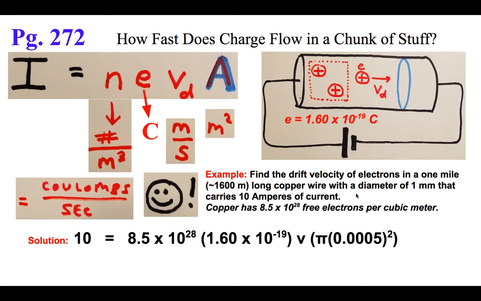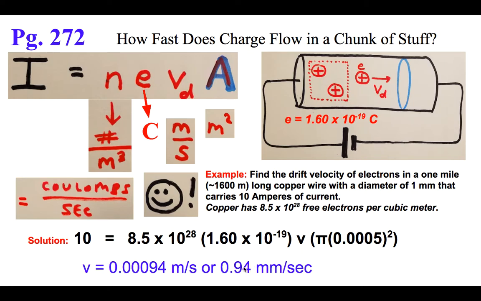Surprisingly, when you solve for it, even though this is quite a bit of current, 10 amps, you get these tiny speeds. Those electrons are only drifting through the material. I'm showing positive charges going to the right, but it would actually be electrons going to the left. They would only be drifting at 0.94 millimeters per second.